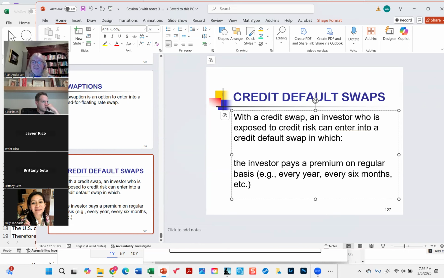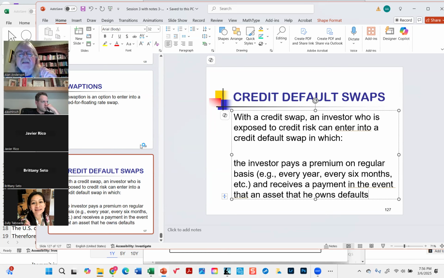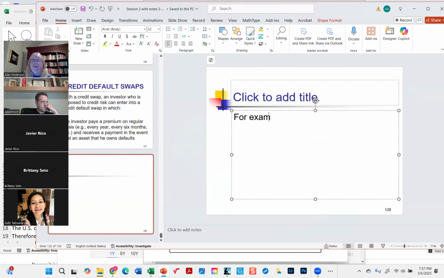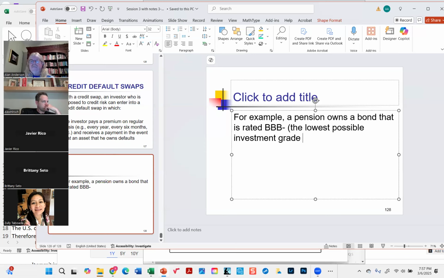And in exchange for that, the investor receives a payment in the event that an asset that he owns defaults. Let me give you a very specific example. Let's say a pension fund owns a bond that is rated triple B minus. Now that's the lowest possible rating that still qualifies as investment grade. And it's making them nervous. Let's say they're not allowed to own anything that's riskier than that.